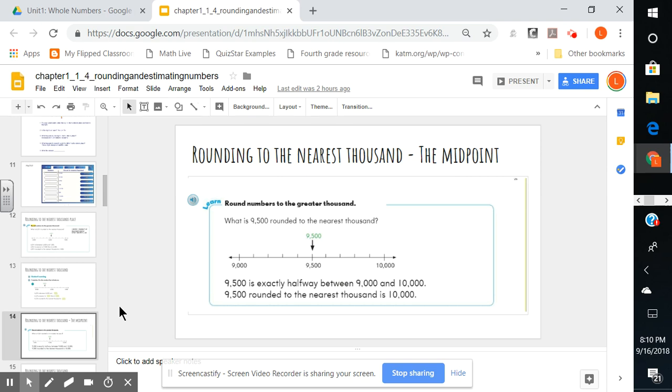And what happens if it is the midpoint? What if I say to you, what is 9,500 rounded to the nearest thousand? Again, 9,500, the bookends are 9,000 and 10,000. We plot 9,500, and because next to the 9 to the right is a 5, 5 or more, we round it to 10,000. Please write that down.